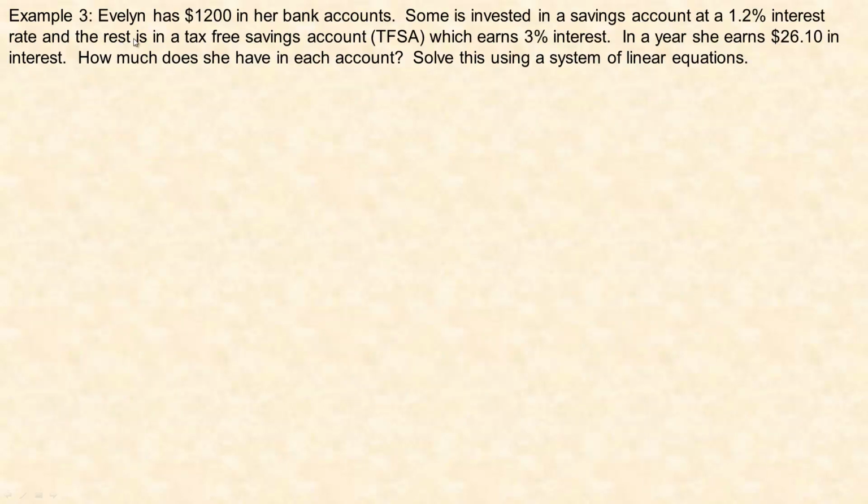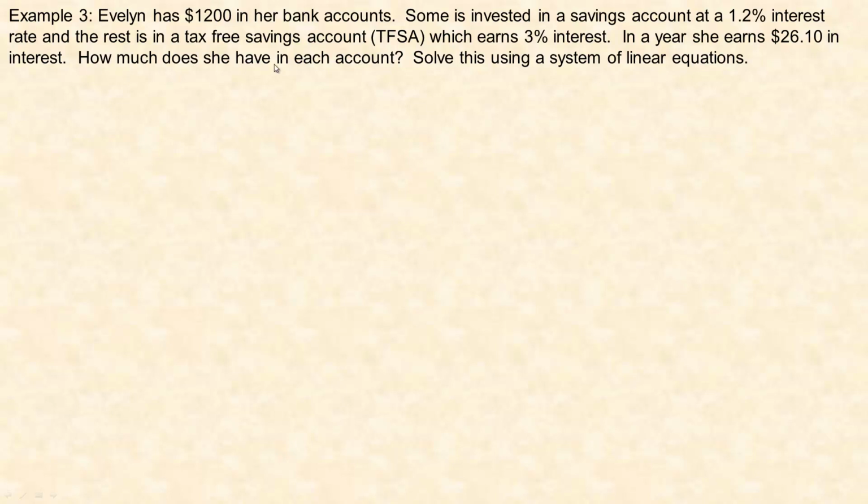Example number 3. Evelyn has $1,200 in her bank accounts. Some of it's invested in a savings account at a 1.2% interest rate, and the rest is in a tax-free savings account, often called a TFSA, that earns 3% interest. And we're told in a year she earns $26.10 in interest between the two accounts. So we're asked how much does she have in each account? And again, this is solved by using a system of equations.